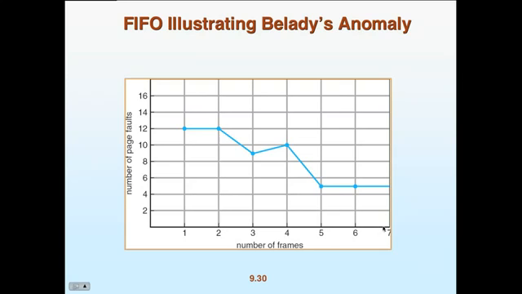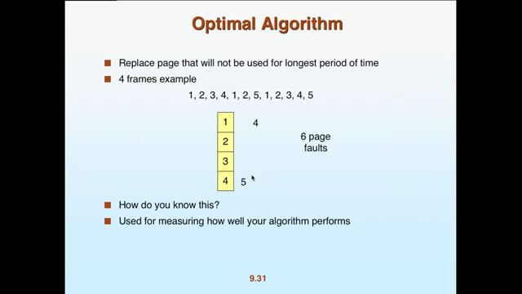And then here's our number of frames. As our number of frames goes bigger, our number of page faults goes down. So we have the average kind of curve that happens, and we're going to have essentially the same type of graph for each one of these algorithms.